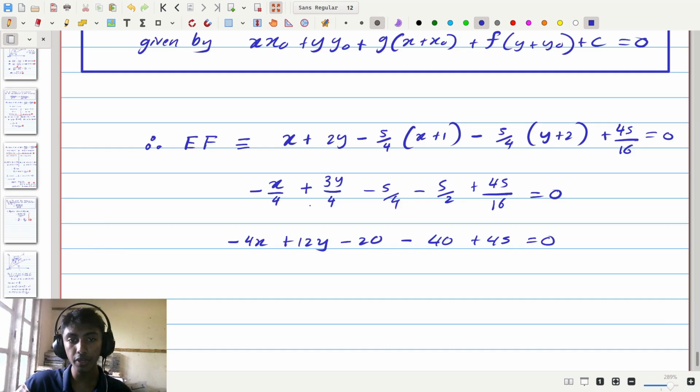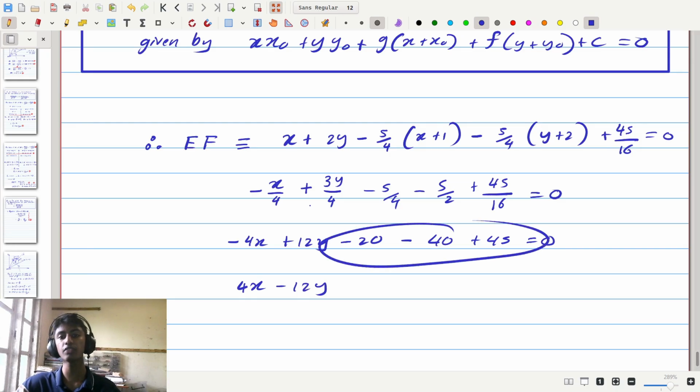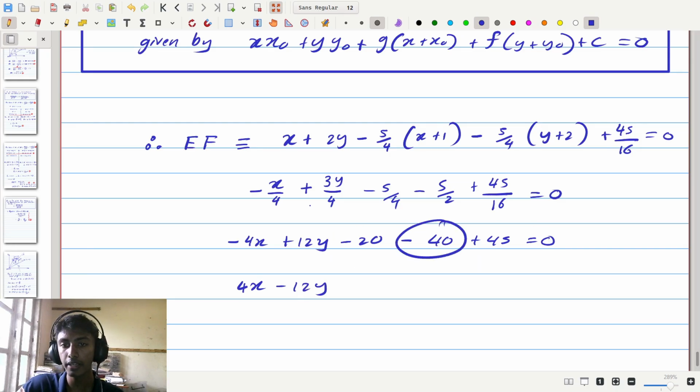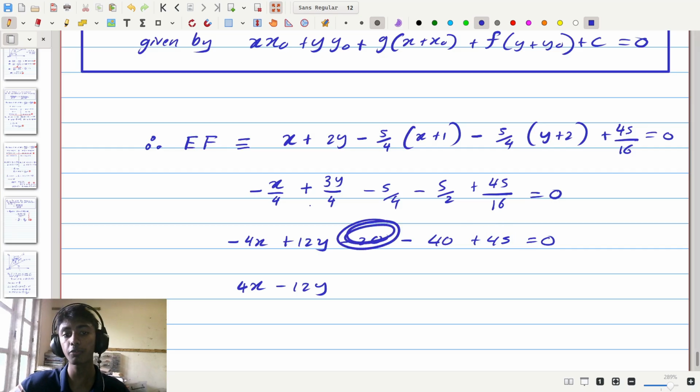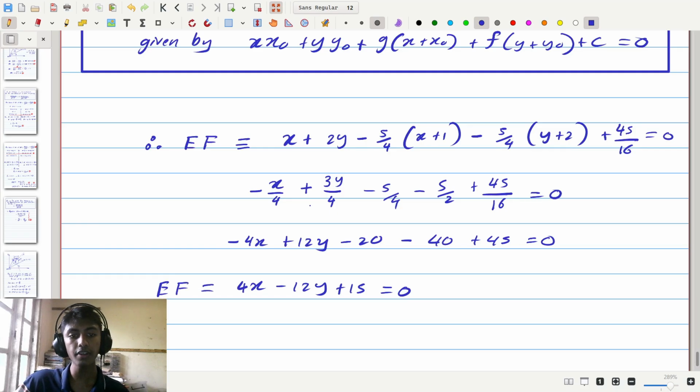Simplifying all of this down, we can multiply everything by negative 1 to get x to have a positive coefficient. So we get 4x minus 12y, and then this simplifies down to, if we see, we have minus 40, which means this becomes plus 5. Plus 5 minus 20 is going to give us minus 15. So when you multiply everything by minus 1, that gives us plus 15 equals 0. So therefore EF is given by 4x minus 12y plus 15 equals 0.